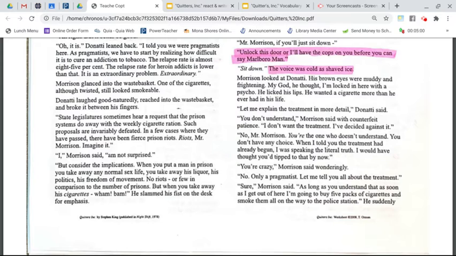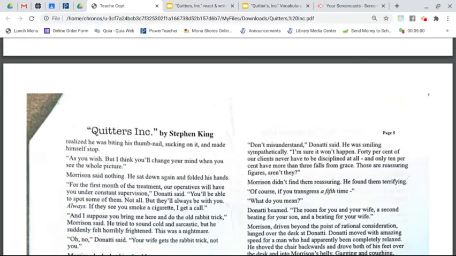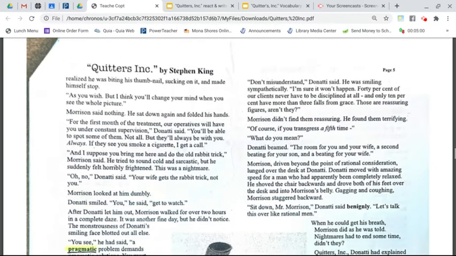Sure, Morrison said, as long as you understand that as soon as I get out of here, I'm going to buy 5 packs of cigarettes and smoke them all the way to the police station. He suddenly realized he was biting his thumbnail, sucking on it, and made himself stop. As you wish, but I think you'll change your mind when you see the whole picture. Morrison said nothing. He sat down again and folded his hands.